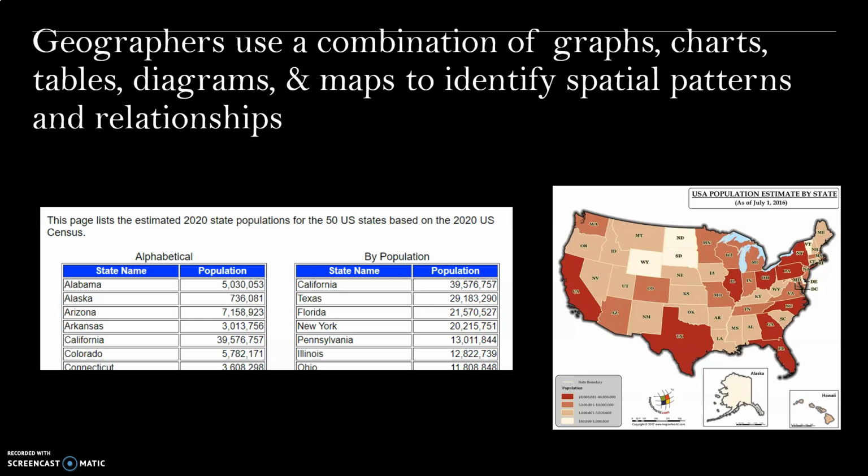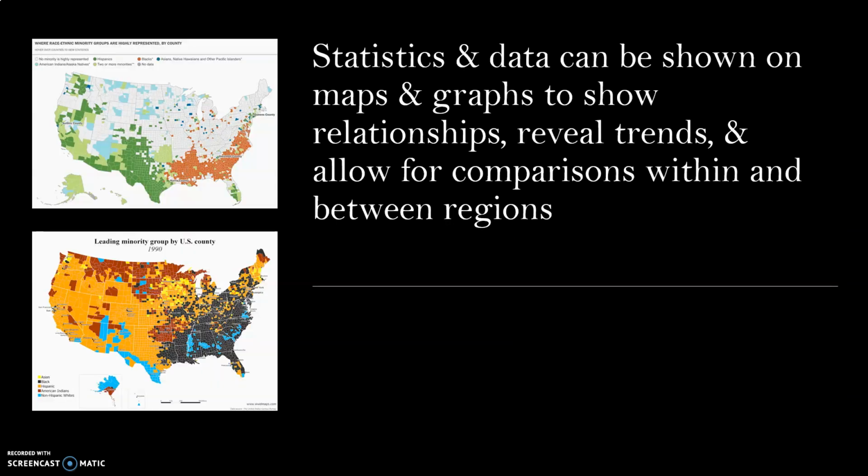Similar data that was taken in 2016 turns that information and puts it on a map so that we have some spatial idea of which states in the country have the highest population, which states in the country have the lowest population. So this takes that information in the chart and creates a visual for it. That's one thing that geographers do.